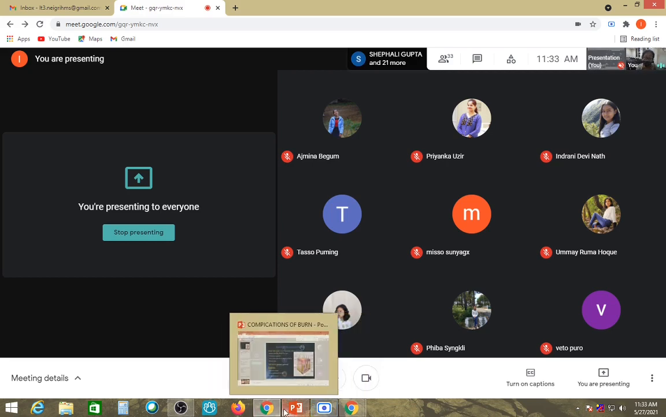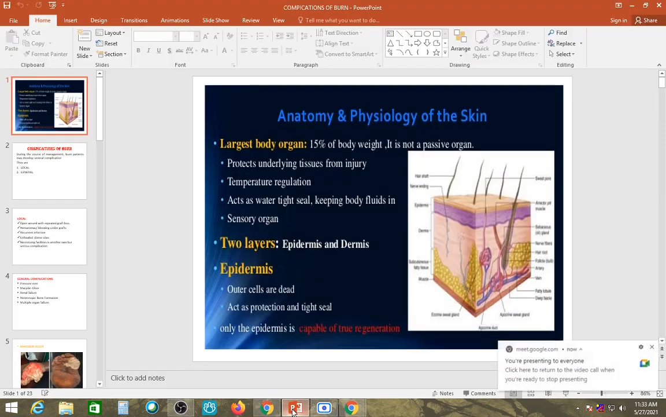So now we will start the class. Today's topic is that we will discuss the complications of burn. And before that, I hope all of you understand the anatomy and physiology of the skin. It's a very easy part for you, I know that you know it very well. But since we are going to discuss the complications of burn, we will just revise the skin part.